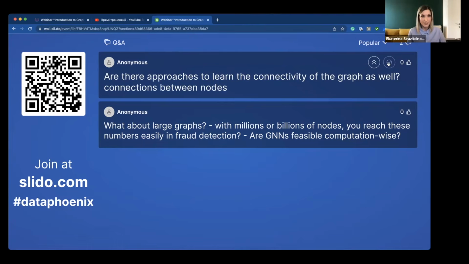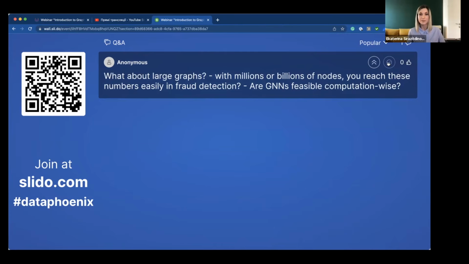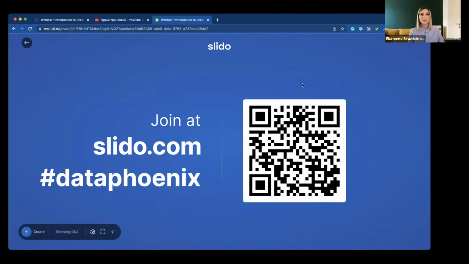The next one, what about large graphs with millions of billions of nodes? You reach these numbers easily in fraud detection. Are GNNs feasible computation-wise? Yes, GNNs are good applications for this. Of course, there are ways to work with large graphs. And on the slide where I mentioned the DGL container by NVIDIA, and my colleague Kyle, he has a good lecture about working with large graphs. So there was a QR code, yeah.